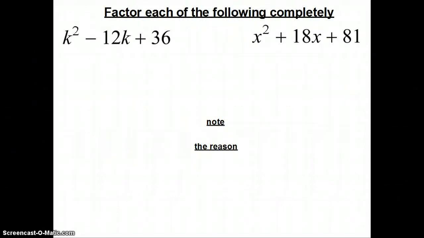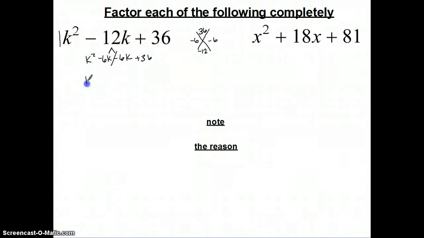Now we're going to go ahead and factor each of these completely. So to factor, I multiply the first coefficient, which is a 1, by the last term, which is 36. That gives me 36 on top of my diamond. On bottom, I have a negative 12. My two numbers are negative 6 and negative 6, so I split up my negative 12k with negative 6k minus 6k. I still have the k squared in front and the plus 36 behind.